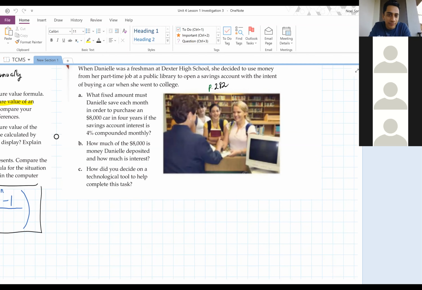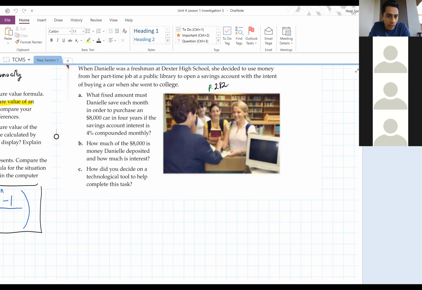All right. So we have a freshman here at Dexter High School. She decided to use money from her part-time job at a public library to open a savings account with the intent of buying a car when she got to college. Okay, so the key here is she's a freshman in high school, which means that by the time she gets to college, that's 4 years, right? At least that's the intention.